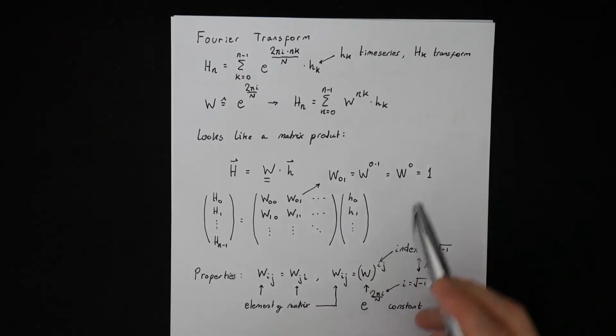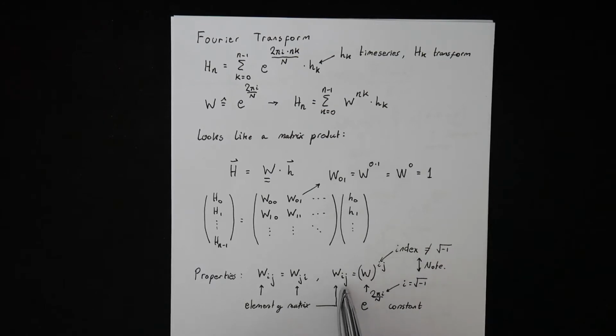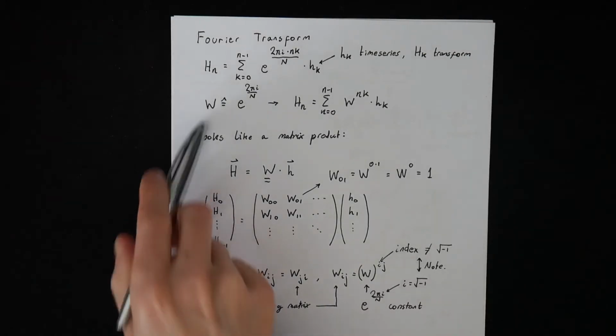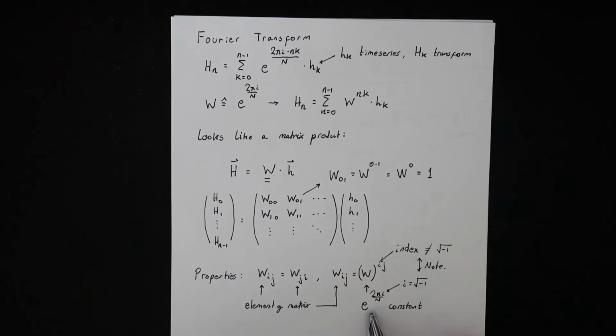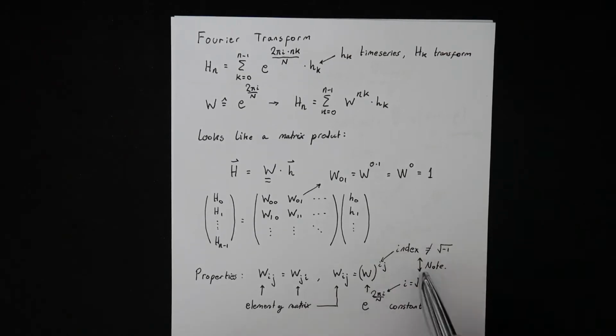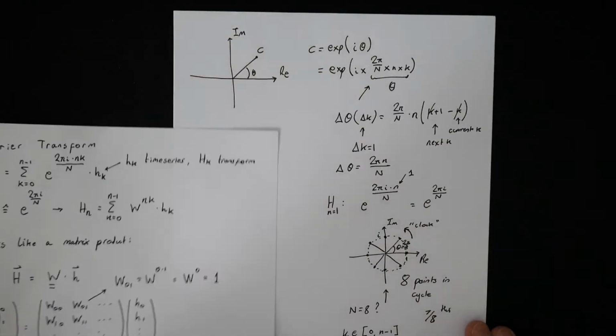And as I was just pointing out up here, the elements of the matrix are just this constant to the power of the indices multiplied together. So just note here that I'm using w to mean two different things, the elements of the matrix and also just this constant here. So that's the constant there, e to the 2 pi i over n. i here is the square root of -1, i here is not the square root of -1, that's an index, just in case there was any confusion there.